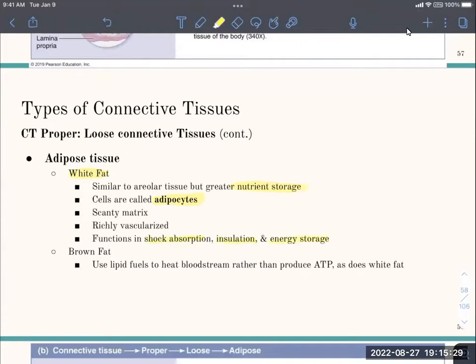We also have brown fat. Brown fat is very abundant in babies. That's why they always feel so warm, because that brown fat is used to heat up the bloodstream. So we use brown fat to heat it up instead of producing ATP.